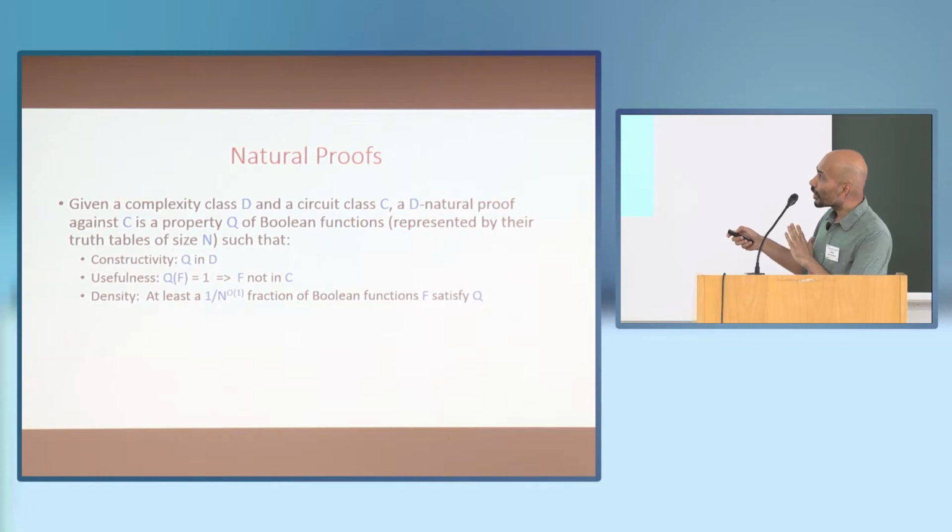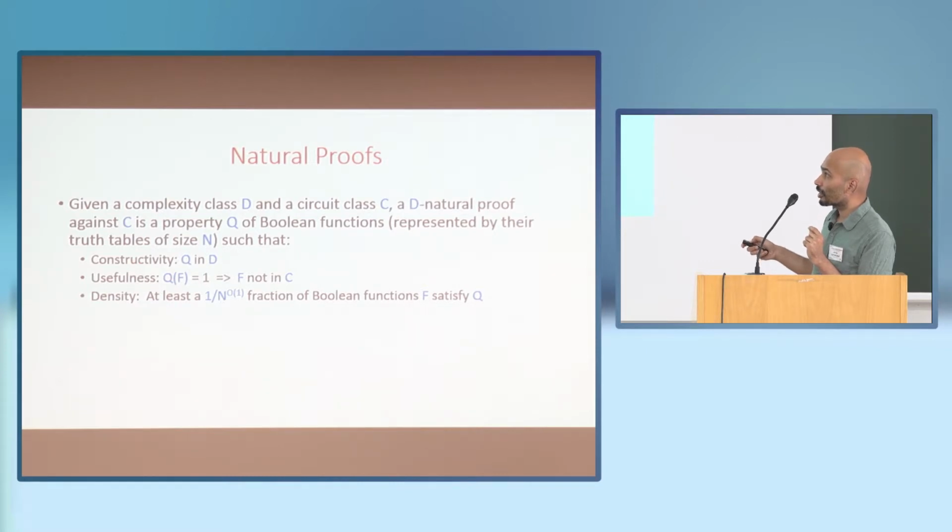So let's say you're given some complexity class D and a circuit class C. The circuit class C is the class against which you want to prove lower bounds. Think of D as the complexity of your proof, right? You're trying to prove lower bounds against C, but the complexity of your proof is in the class D. So a D-natural proof is a property Q of Boolean functions, functions that you're going to prove to be hard against C, such that you have these three conditions.